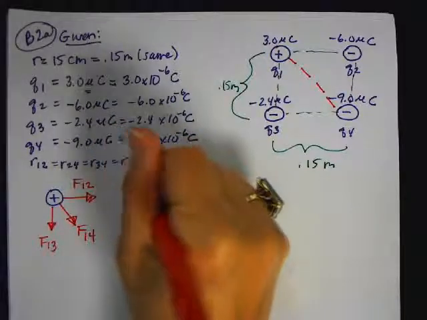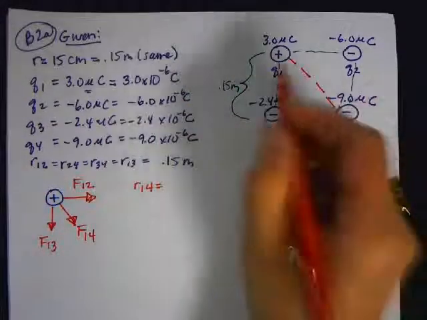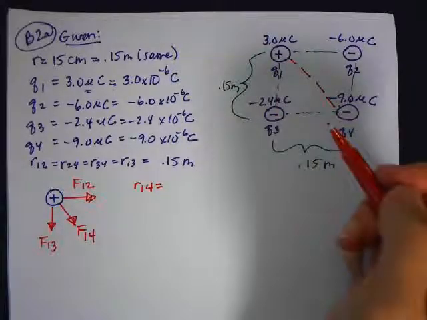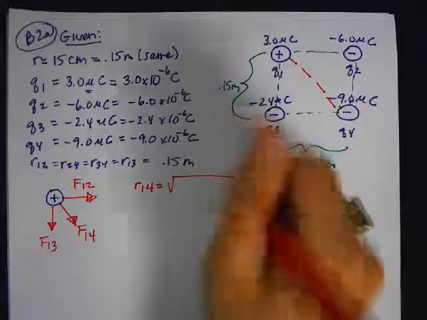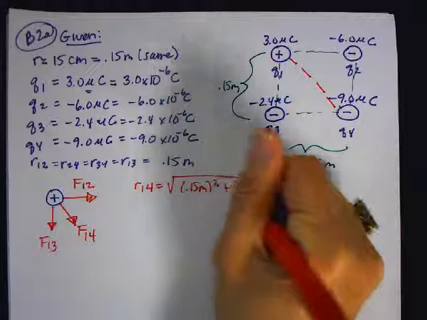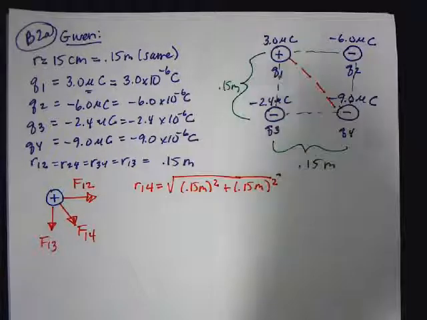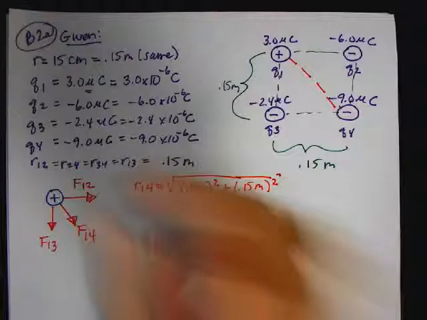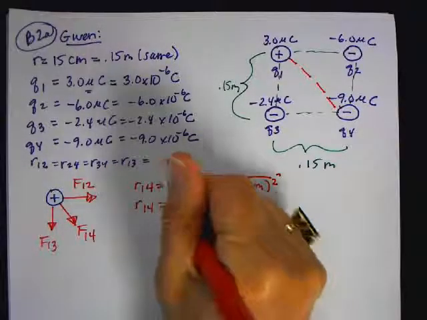So R14, that's the distance between 1 and 4. We can see that this is an isosceles triangle, and I would use the Pythagorean theorem. So that's just equal to the square root of 0.15 meters squared plus 0.15 meters squared. The reason I'm doing this ahead of time is so I don't make a mistake. Yes, I'm writing more down, but if I do it step by step, it's really not bad at all. When I put that in my calculator, that comes out to be 0.21 meters.